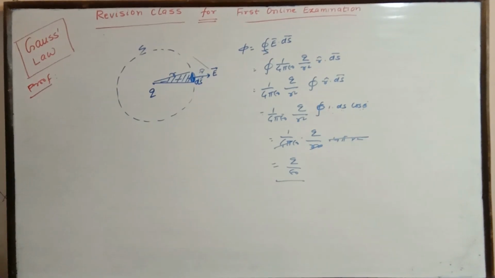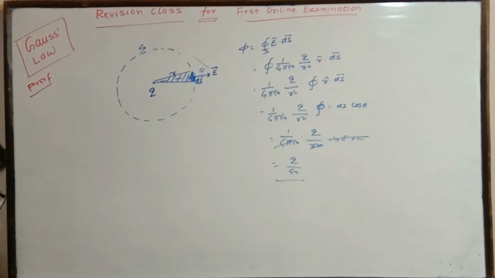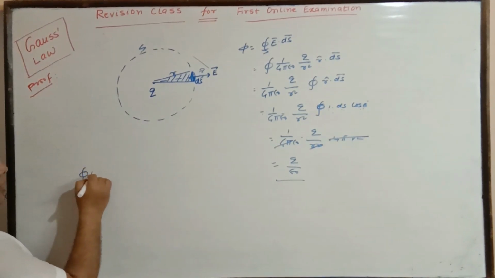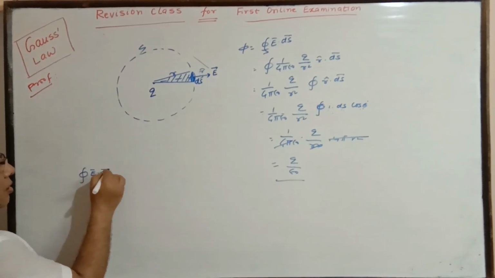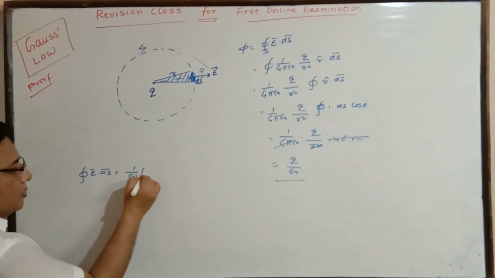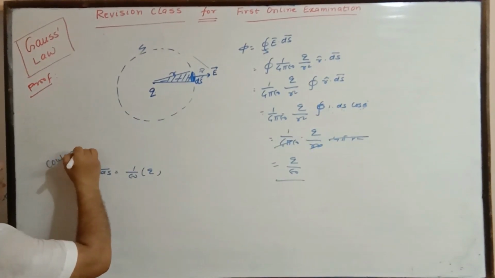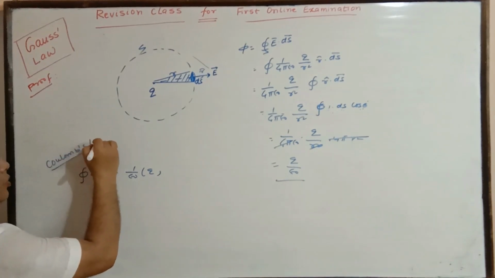Now using Gauss's law, you may be asked to find Coulomb's law. So let us see Coulomb's law. We know that the integral of E dot dS is 1 by epsilon naught times q. This is Coulomb's law we are going to determine using Gauss's law.